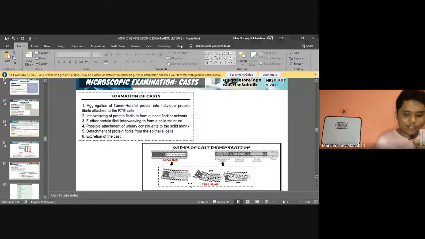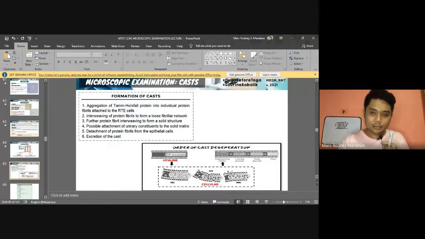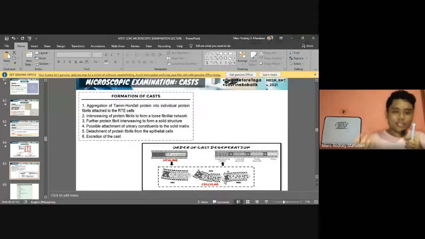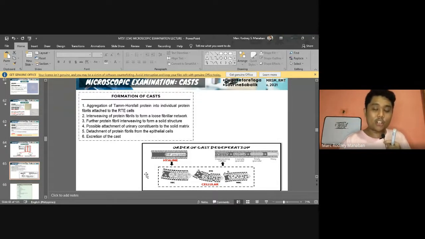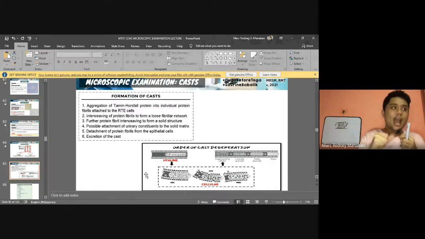And of course, after good long periods of time, the cells inside your cast will degenerate. Meaning, they break down. They will be destroyed, they will lyse. Of course, they first become coarsely granular. Remember, these cells are quite big, like RBCs and epithelial cells. So when they disintegrate, their appearance is somewhat coarse. That's why the first granular cast formed is the coarsely granular.